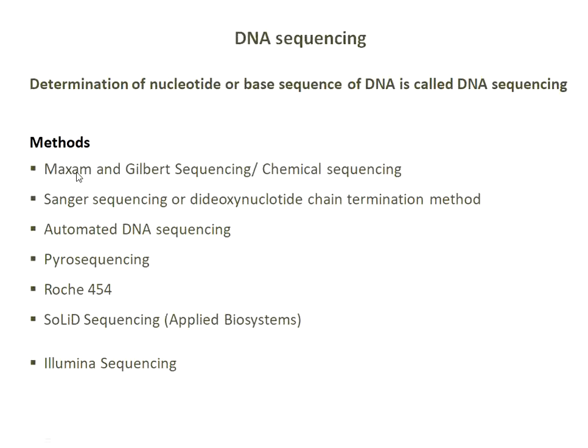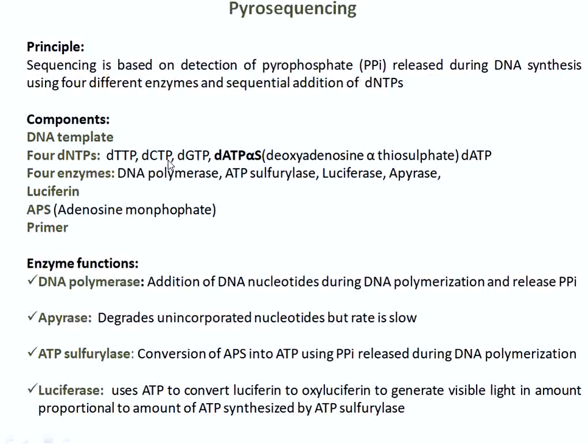We have developed several different methods for DNA sequencing, like Maxam-Gilbert sequencing (chemical sequencing), Sanger sequencing (dideoxynucleotide chain termination), automated DNA sequencing, pyrosequencing, Roche 454, SOLiD sequencing, and Illumina sequencing. So we can use any one of these methods for the sequencing of our DNA templates. Today we are introducing the pyrosequencing method. It is one of the methods used for the sequencing of DNA templates.